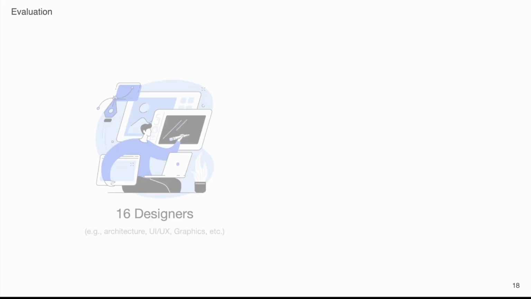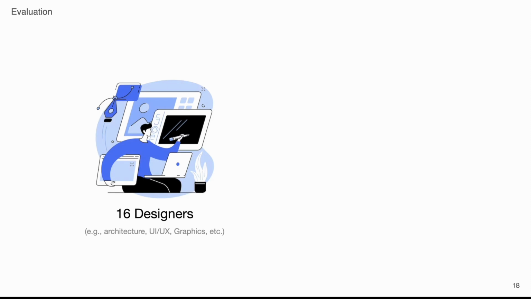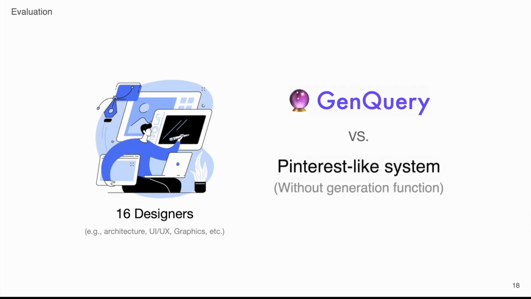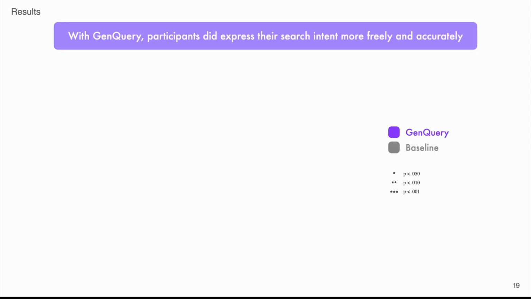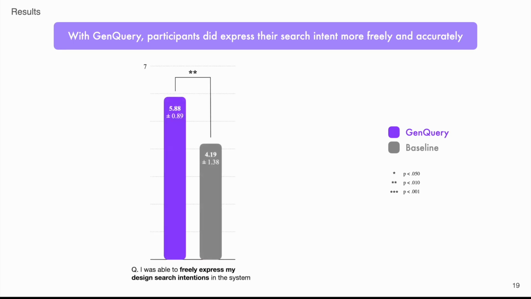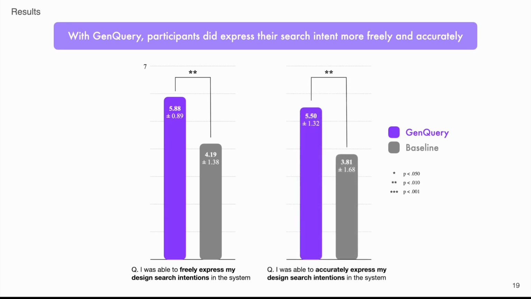To demonstrate the effectiveness of GenQuery's interactions, we conducted a user study involving 16 designers. The baseline system was similar to Pinterest, and the assigned task involved design ideation tasks with a visual exploration process. Here are the results of our study. First, we observed that GenQuery allows the designers to express their search intent more freely and accurately.